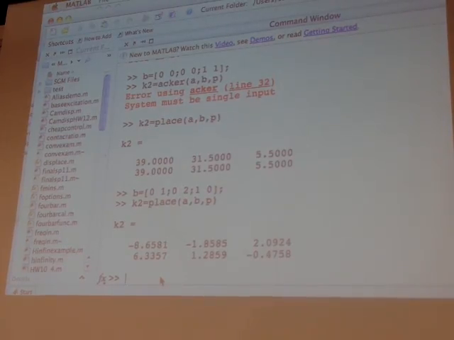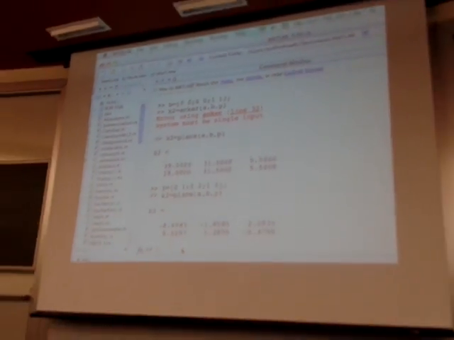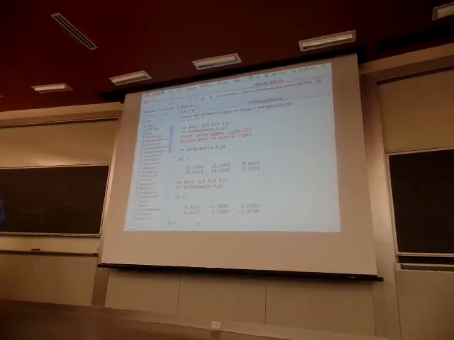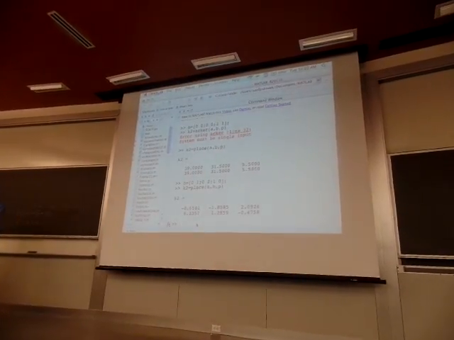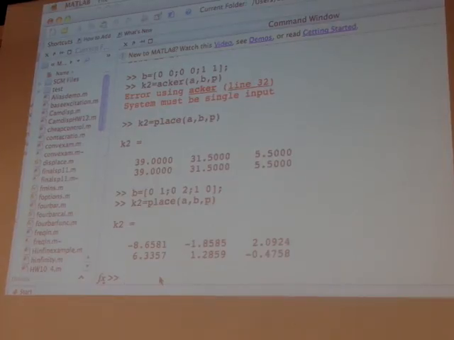Yeah. So if place handles multiple inputs and outputs and acker only handles single, why would you necessarily need or use acker? I generally don't. I don't use acker. Place is actually an algorithm a little more accurate too. So if I have some numerical issues of like really small numbers or really big numbers, place is a little more accurate. It's usually a very similar algorithm, but it's set up for multiple inputs. But we talked about acker in class. Right? It's the same sort of algorithm.